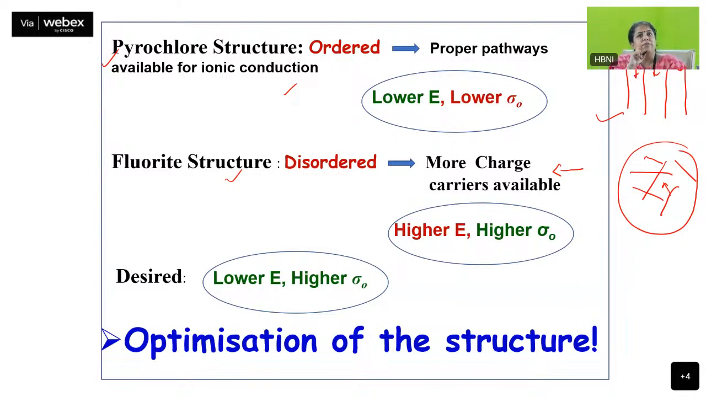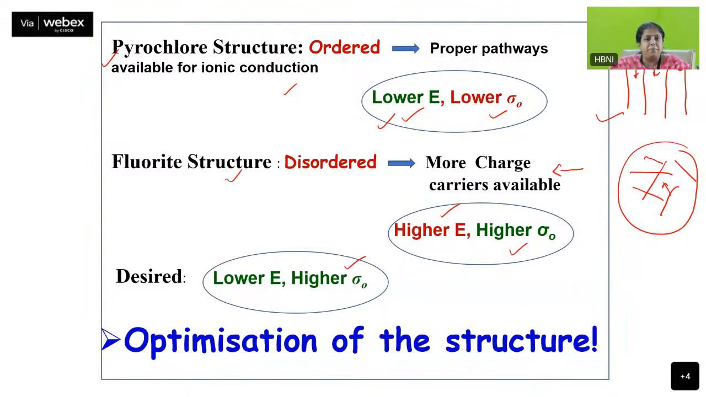That means if you have an ordered pyrochlore structure, you have lower E because the activation barrier is lower. But then in that case, your pre-exponential factor is also low, because the number of mobile charge carriers is low. In case of disordered fluorite, you have a higher concentration of mobile charge carriers, but the activation energy is also high because they're kind of hindering each other's movement. What we desire is we want lower E and we want higher sigma. This can be obtained by optimization of the structure, which can be done in many ways, and one of the ways is by controlling the substitution.